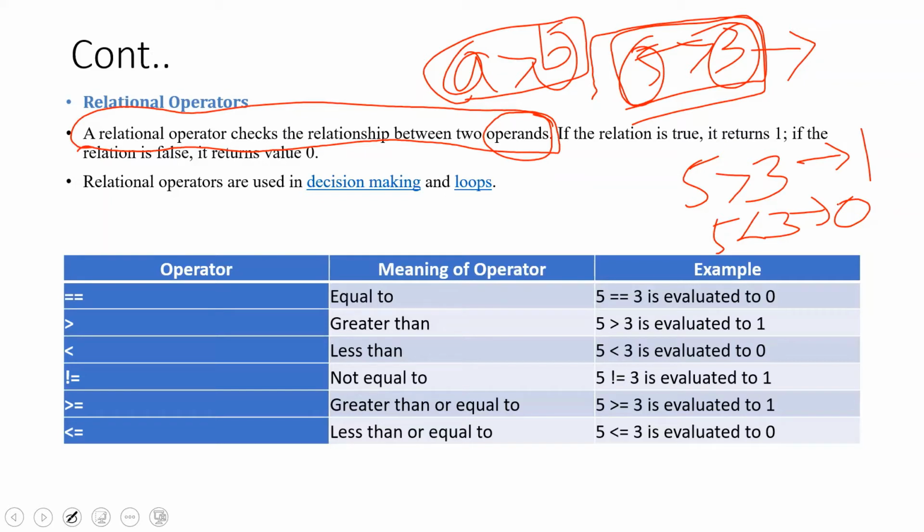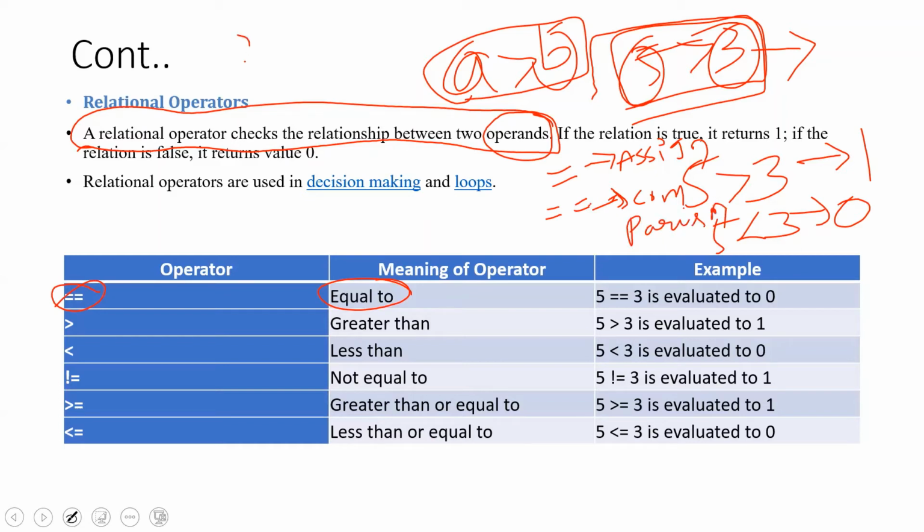So in C programming, we are having these relational operators. Like double equal to is there. Double equal to is used to check equality. So in C programming, single equal and double equal operators are there. Single equal is for assignment and double equal is for equality comparison.